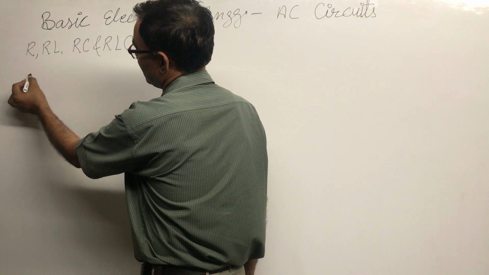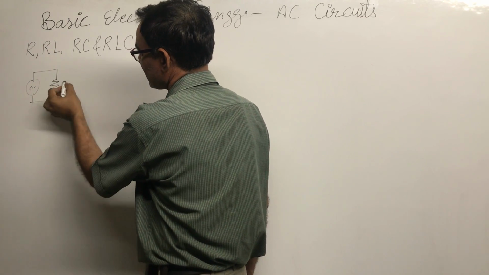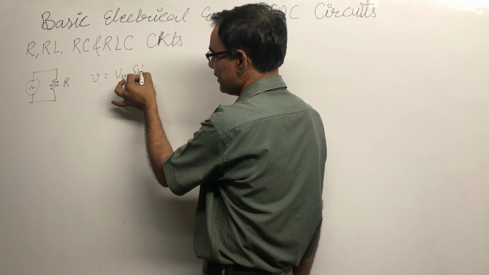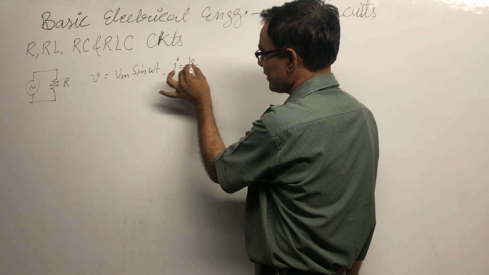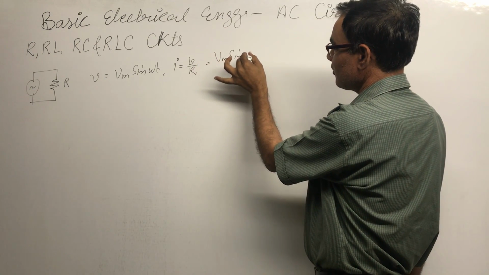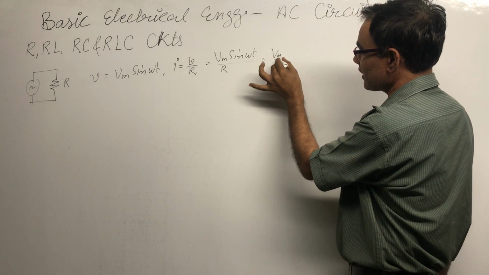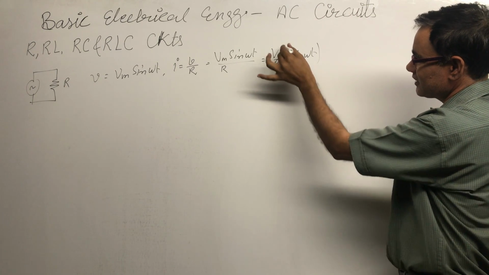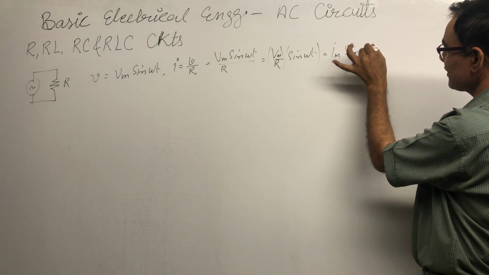Okay, let's see. This is the source and this is the resistance R, and the voltage is V equal to Vm sin of omega t. Current is I equal to V divided by R. So V is Vm sin of omega t divided by R. So current is Vm upon R sin of omega t. It is simple. Vm upon R is Im, so it is Im sin of omega t.